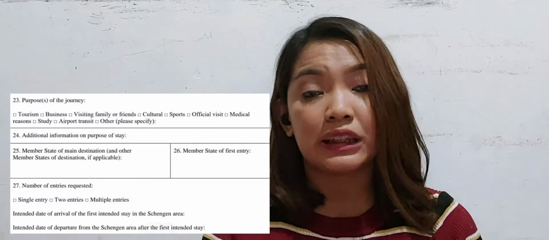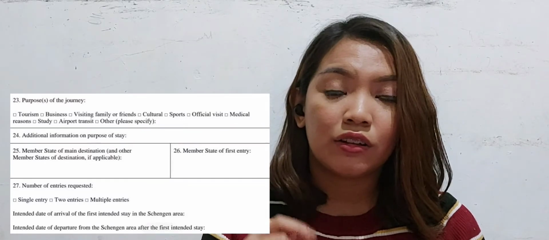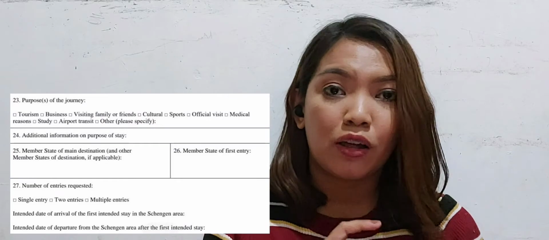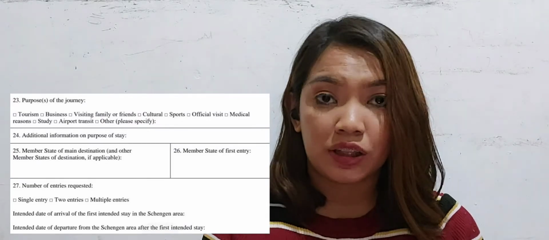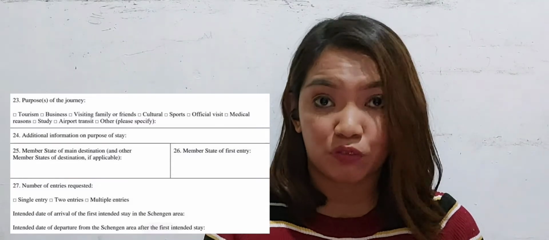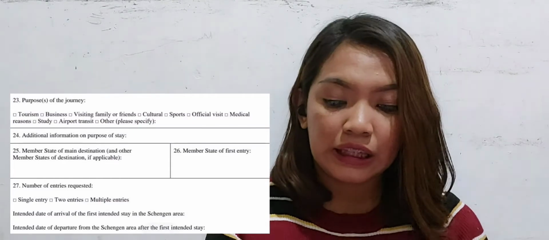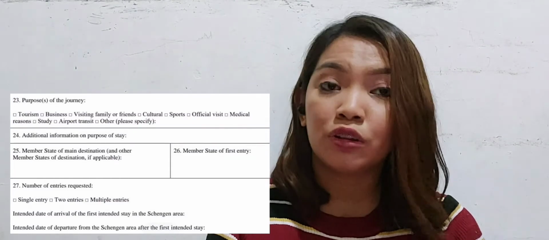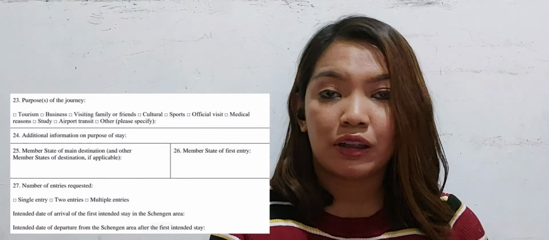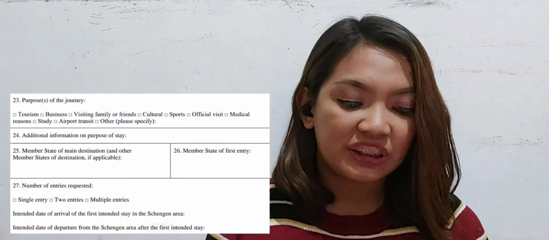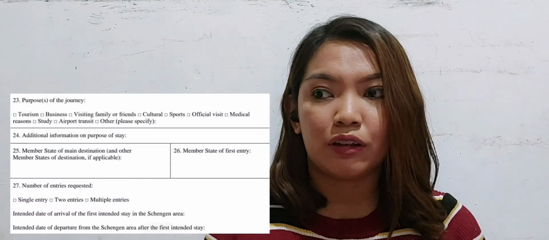If the reason that you're visiting is still not on those, just click on others and then specify what exactly is the reason that you're traveling to the Schengen area or the country that you're going to visit. Next, for number 24, it's going to ask for the additional information on the purpose of your stay. If you are intending to, for example, visit family or friends, just write down who exactly you are visiting.